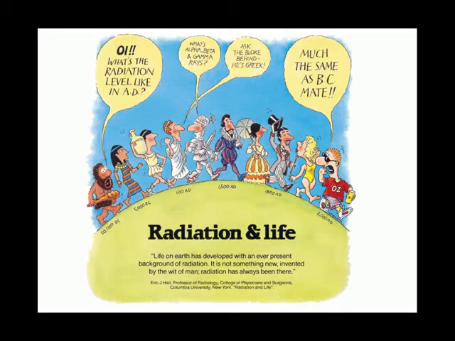This is a cartoon I got out of a magazine many years ago. I think it illustrates the point that radiation's been around us forever. You can see here with the caveman, 50,000 BC, he's asking a fellow today, what's the radiation level like in AD? And he says, much the same as BC, mate. So in other words, we've had radiation around us forever, and we've kind of learned to live with it.